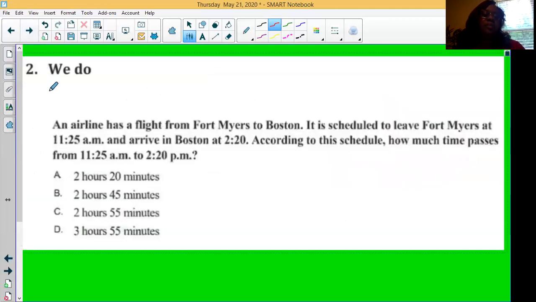Okay, so the next question we have is a you do, and it reads, an airline has a flight from Fort Myers to Boston. It is scheduled to leave Fort Myers at 11:25 a.m. and arrive in Boston at 2:20. According to the schedule, how much time passes from 11:25 to 2:20? So here it gives you the start time and it gives you the end time. You have to figure out the elapsed time.